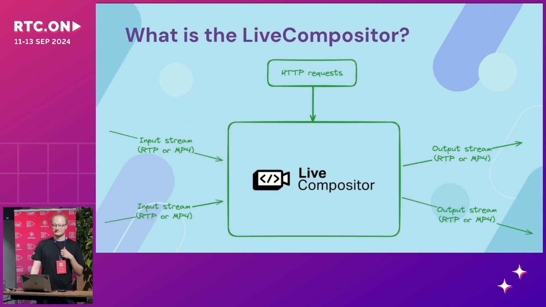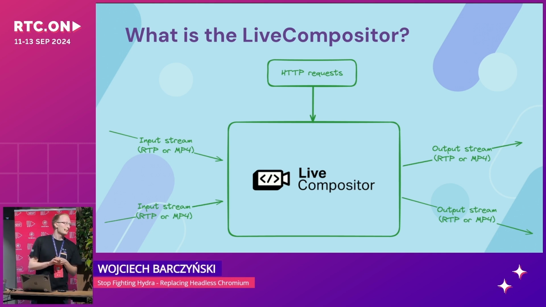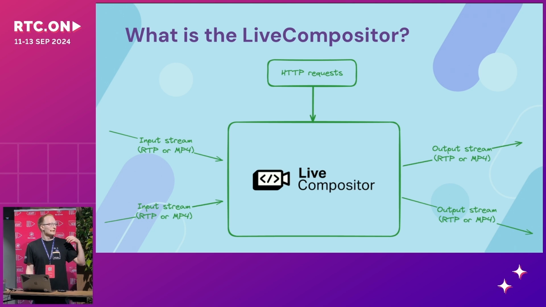So what is it? It's a media server written in Rust, which receives some input streams by simple protocols like RTP or MP4. We'll add more later on. And it renders the video and outputs them back. And you configure it with HTTP requests. So you say to it something like, this stream will be coming to this port with this protocol, and I want that stream on that output port with that protocol, rendered with something like this, and you can change it dynamically, so you can update the video that you are getting on the fly.